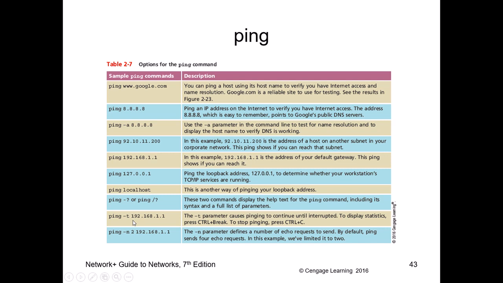-t is keep pinging until you are interrupted. You do Control-Break; otherwise, it just keeps pinging this address. Unlimited ping, you can create a sort of attack with that. And -n defines the number of echo requests, for example, I need 2 of them. So I want you to write down the -t, the -n, and the -a, and what they mean. Those 4, in addition to everything else, of course.